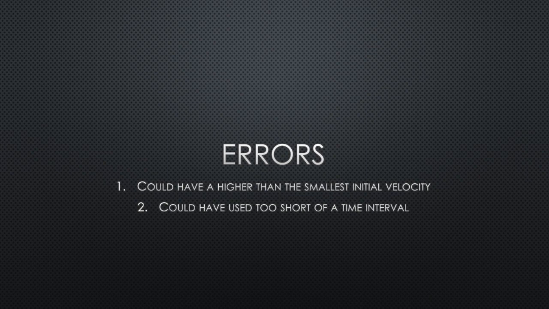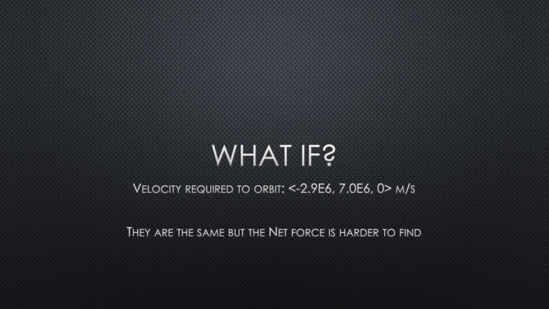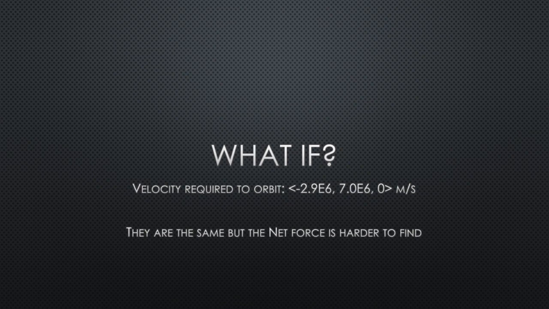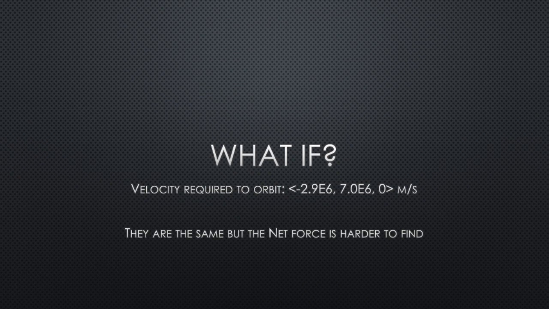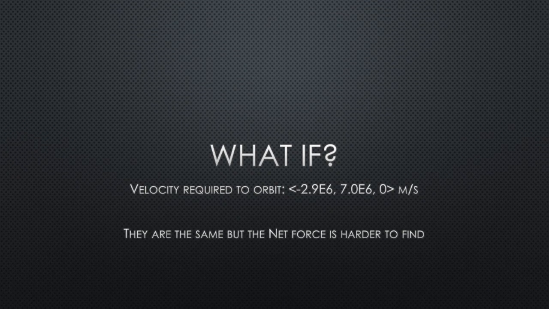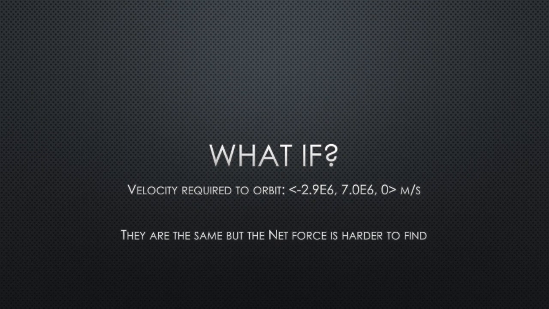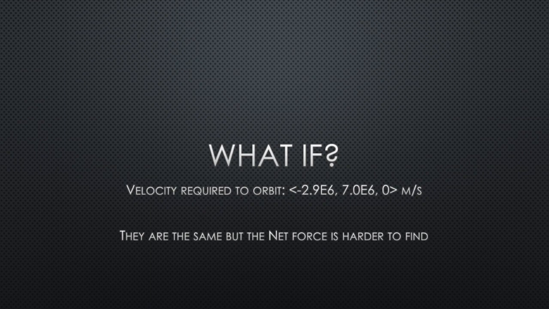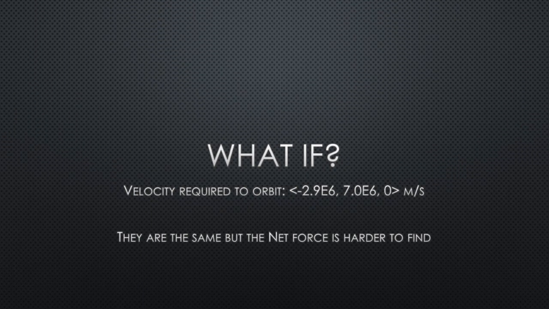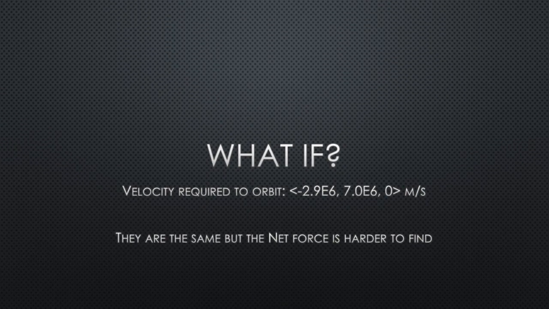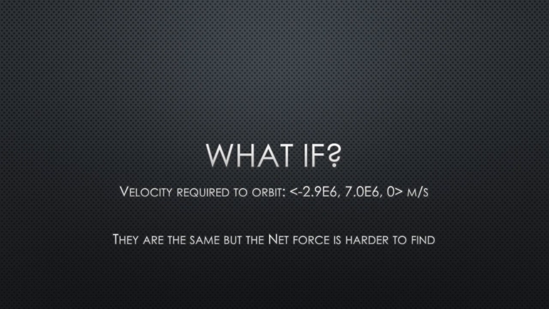For the what-if portion of the lab, we were asked, instead of wanting to escape the black hole, if we wanted to orbit around the black hole, what would be a velocity that we could have? In order to avoid the planet, we would have to have a larger y component and a smaller x component than the planet. And the velocity that I found for this ship that could do this is negative 2.9 times 10 to the 6th in the x component and 7.0 times 10 to the 6th in the y component.